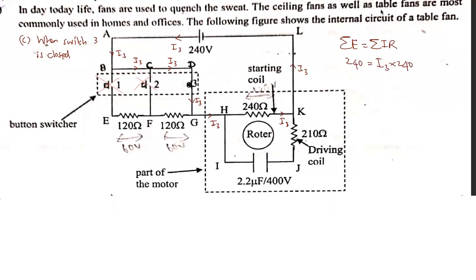These two will not work. There will be no current through these, no current to this, no current to this as well, because the capacitor is fully charged. Then the current is just 1 ampere. I3 is equal to 1 ampere.